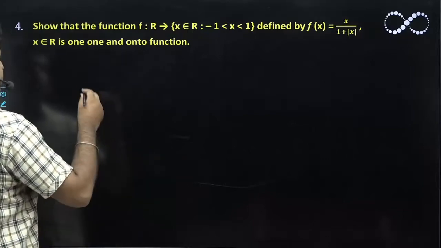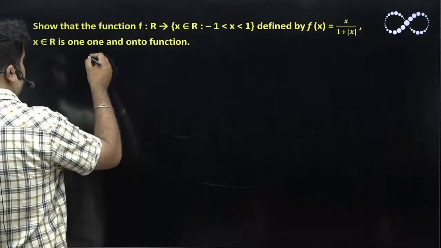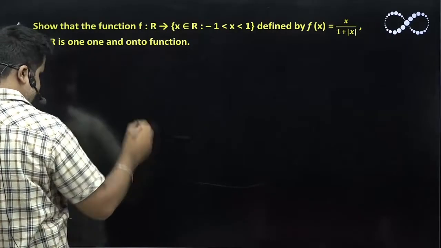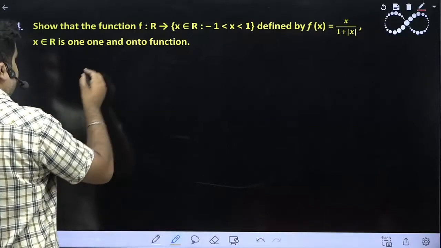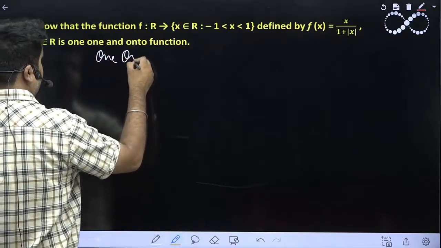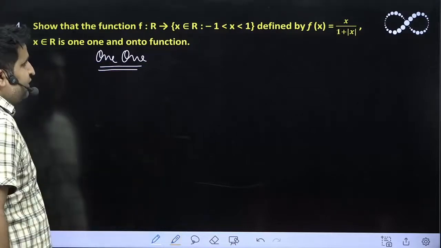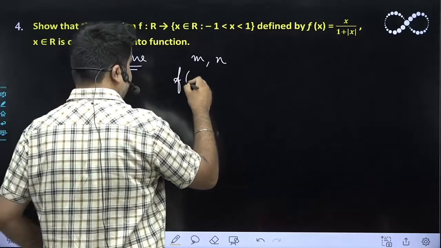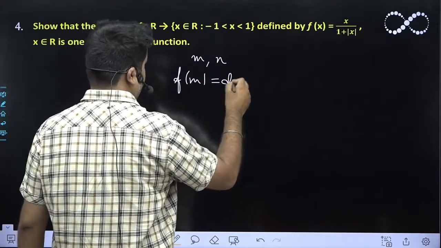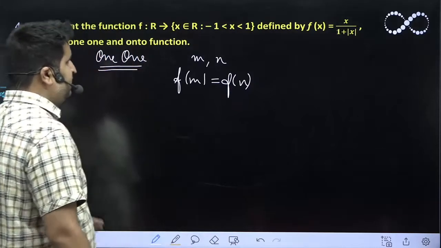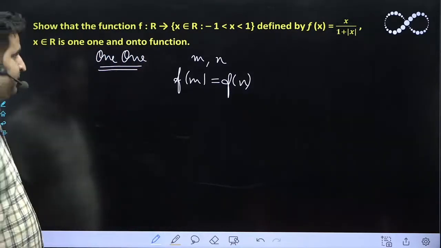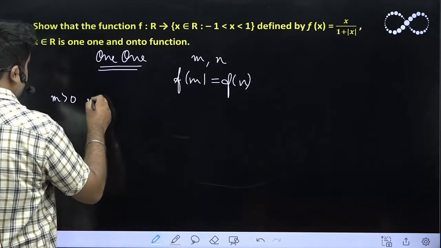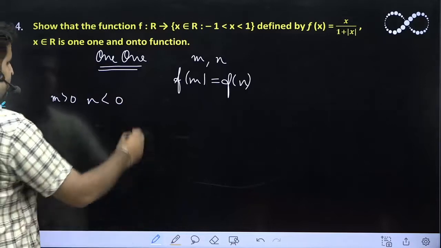Okay. So we'll take two cases. First, we have to check for 1-1 function, and then we have to check for onto function. So simply for 1-1 function, I'll take two values m and n and take f of m is equal to f of n. But this will be done for 4 different cases. Okay. So in first case, m is greater than 0, n is less than 0. So this will be the first case.